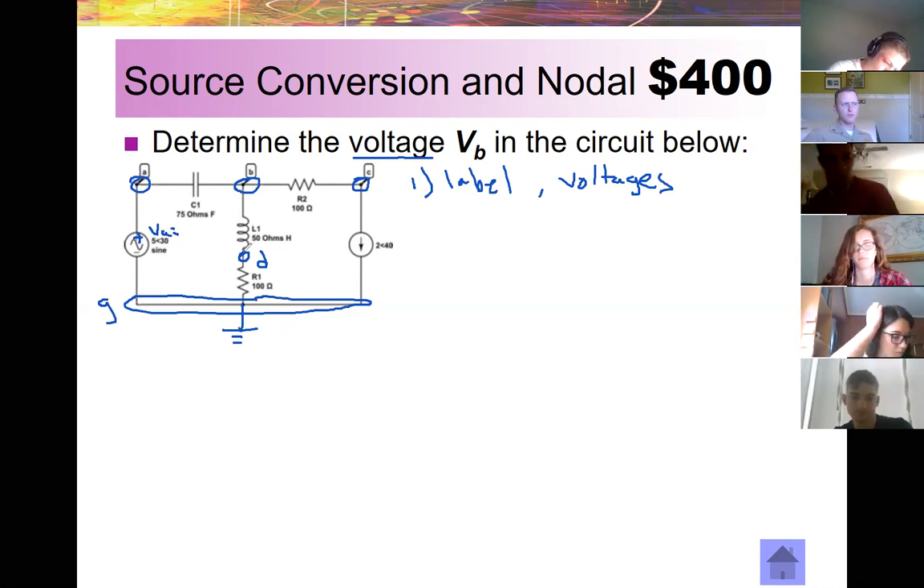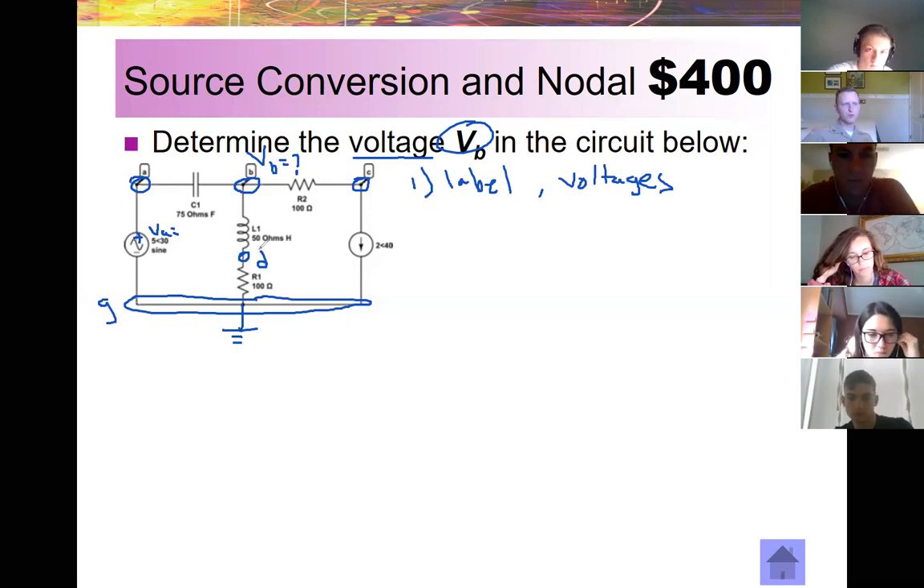I don't know the voltage at D, and I don't know the voltage at C. But let's just say that all of those are unknown right now. We do know that VB is what we're solving for. I have two other unknown voltages, but what you don't want to do is try to do a system of 3 equations. So let's see if there are other ways that we can deal with these unknown voltages.